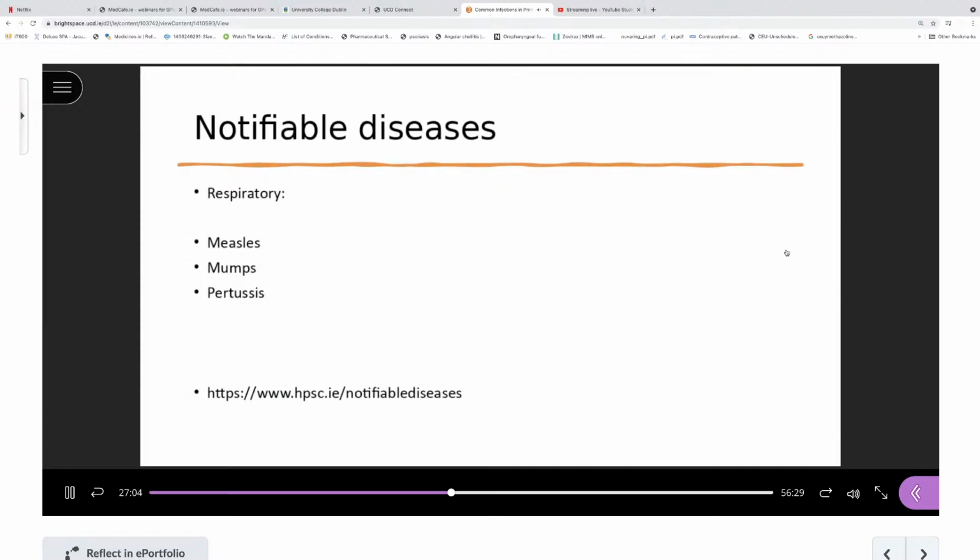So just to mention notifiable diseases, in the context of the respiratory illnesses, measles, mumps, and pertussis, which is whooping cough, are all notifiable. That means that as physicians, we have a role, and other healthcare professionals may also have a role in notifying public health if we diagnose them.